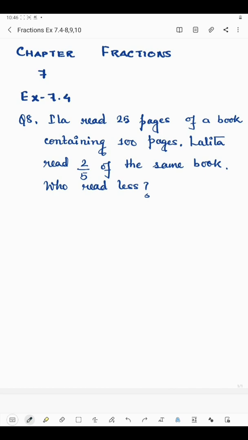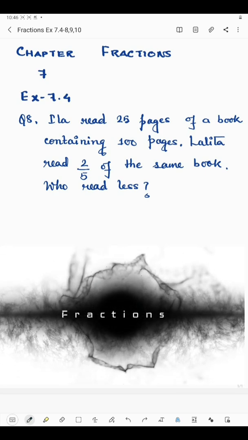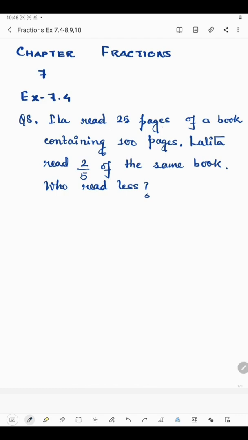Students, now I'm going to start question number 8 of exercise 7.4. Question number 8 says, Ela read 25 pages of a book containing 100 pages. Lalita read 2 by 5 of the same book. Who read less?